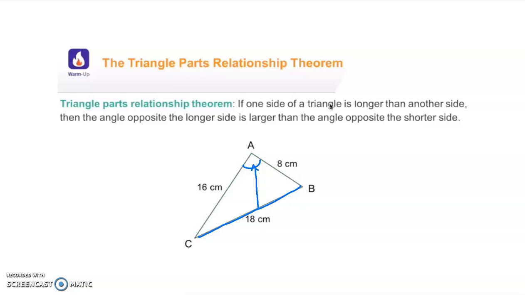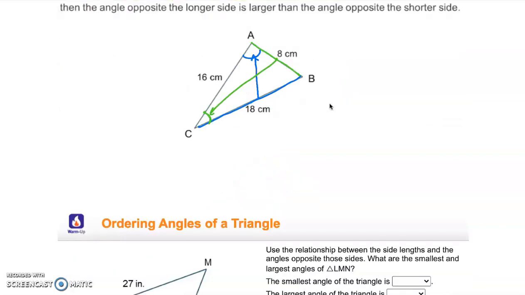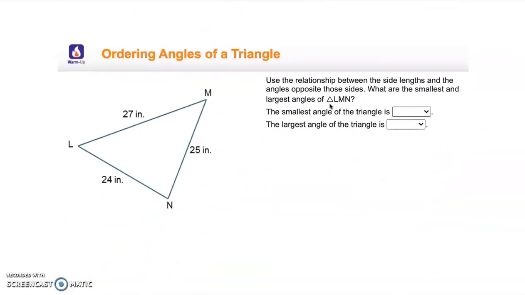And if AB is my shortest side, then the angle opposite is my shortest angle. And then angle B would be between those two values because it will go in order. So when we order the angles of a triangle, if we look at this using that relationship that we know, what are the smallest and largest angles of LMN?